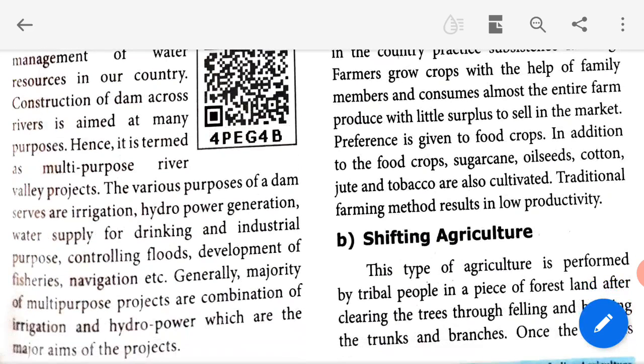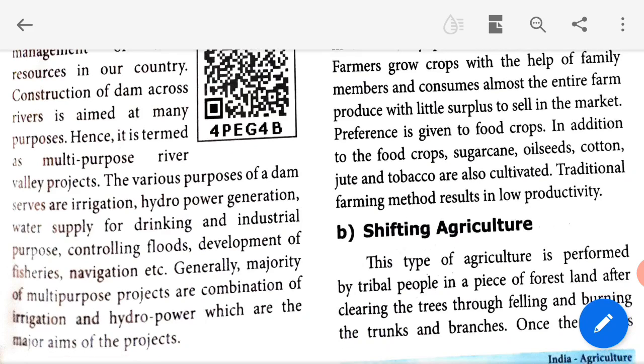The various purposes a dam serves are: first, it is used for irrigation, hydropower generation, that is for producing electricity, water supply for drinking and industrial purpose. So from there they produce water supply for drinking as well as for industries. It is used for controlling floods. Which one? Dams. Development of fisheries, so you can develop your sea level also. Navigation. Navigation is traveling from one place to the other.